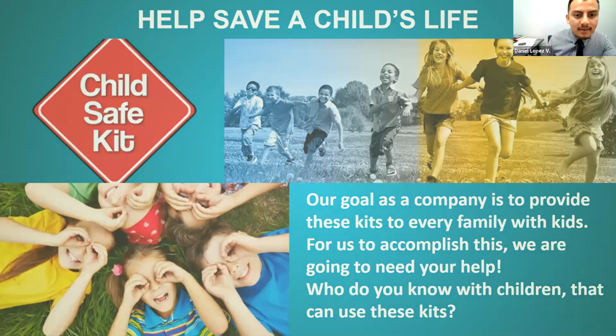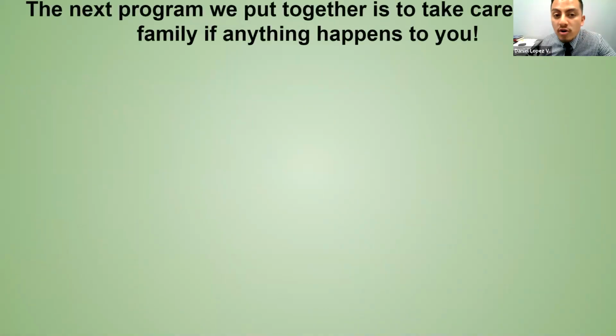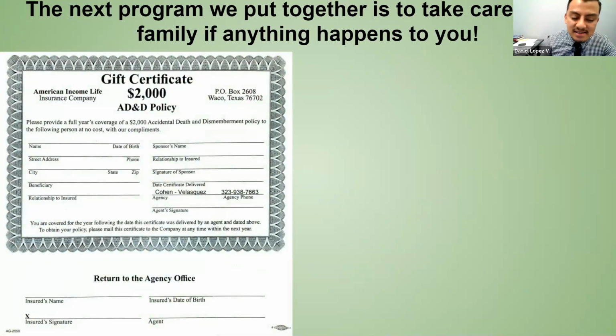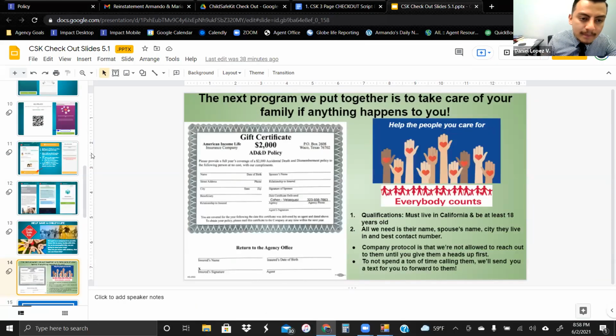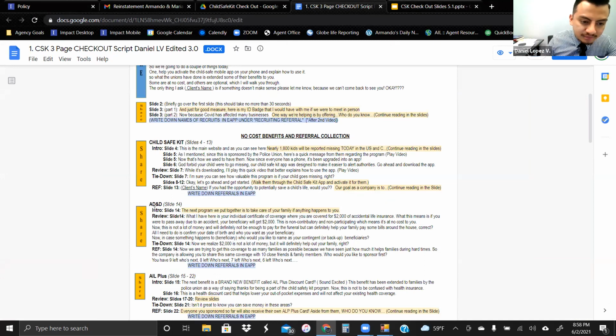After that, the next program we're gonna put together is to take care of the family if anything happens to you, John, which is going to be this accidental coverage. Now we want to type some on this. We can't really type in there. So you're going to press the X button here to take you away from here. Okay. So you're going to be exiting the presentation style. And at that point, you should be right here.